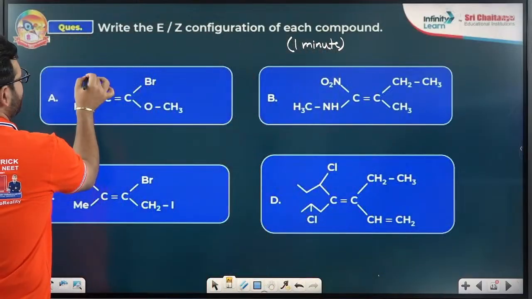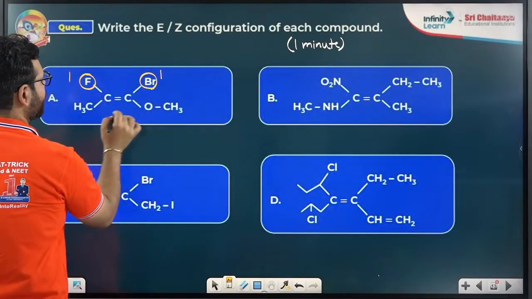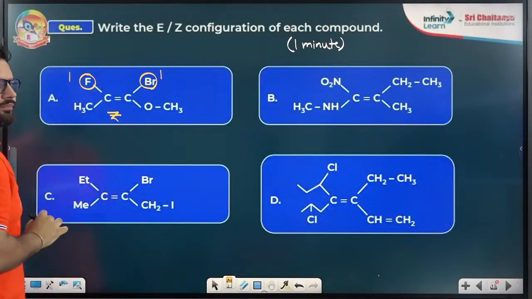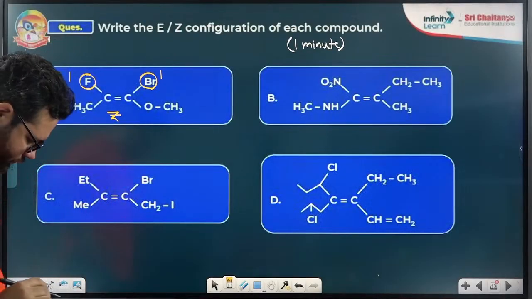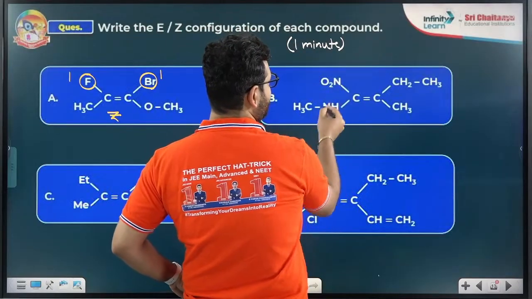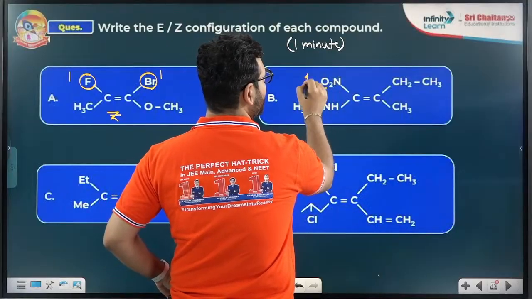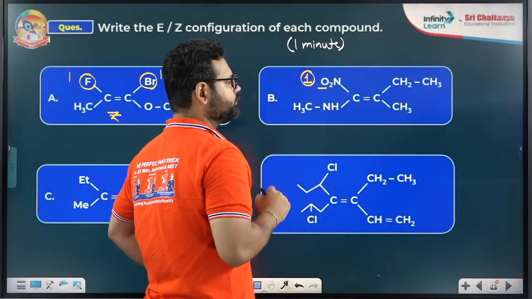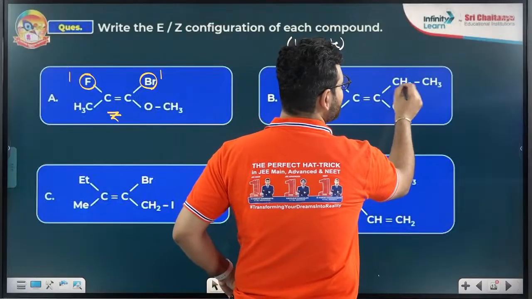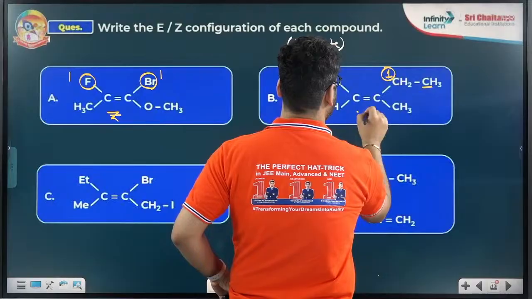Carbon, fluorine, fluorine is the winner, rank 1. Oxygen, bromine, bromine is the winner, rank 1. 1, 1, Z. Here, nitrogen, nitrogen, same. This nitrogen says I am attached to oxygen. So rank 1 goes to the top nitrogen. Carbon, carbon, same. This carbon is attached to one more carbon, rank 1 on the top. This is also Z.